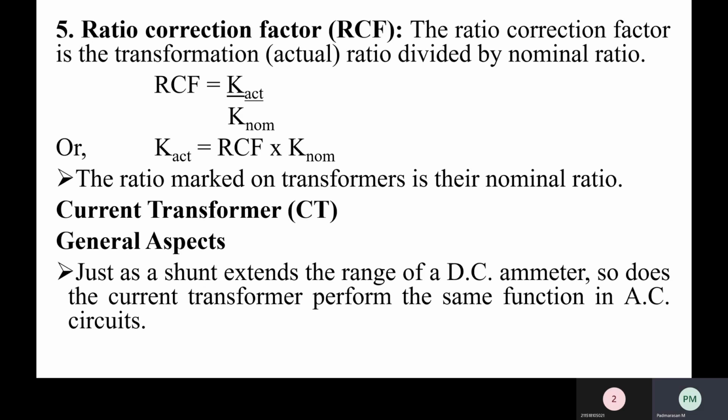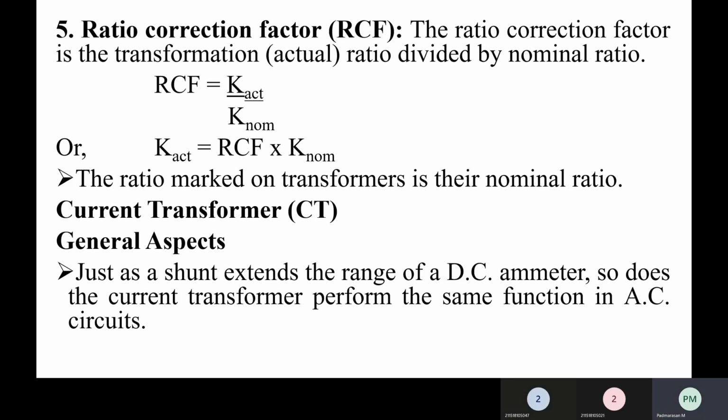Next, ratio correction factor. In short form, it is called RCF. Ratio correction factor is the ratio of the actual transformation ratio to the nominal ratio. That is, RCF equals K_act divided by K_nom. Therefore, K_act is equal to RCF times K_nom. The ratio marked on transformers is the nominal ratio.